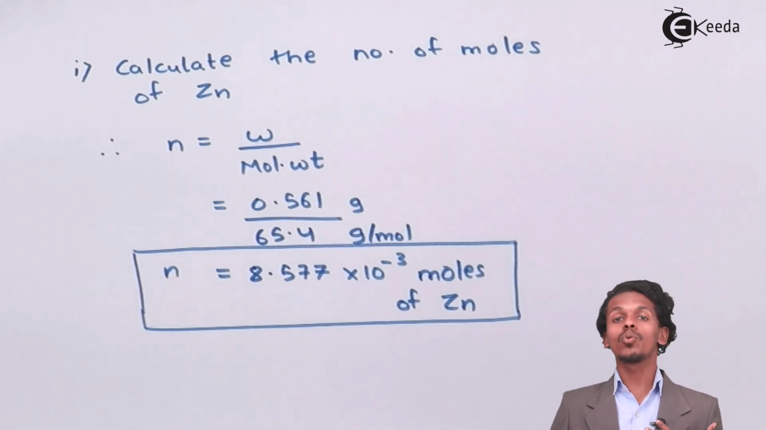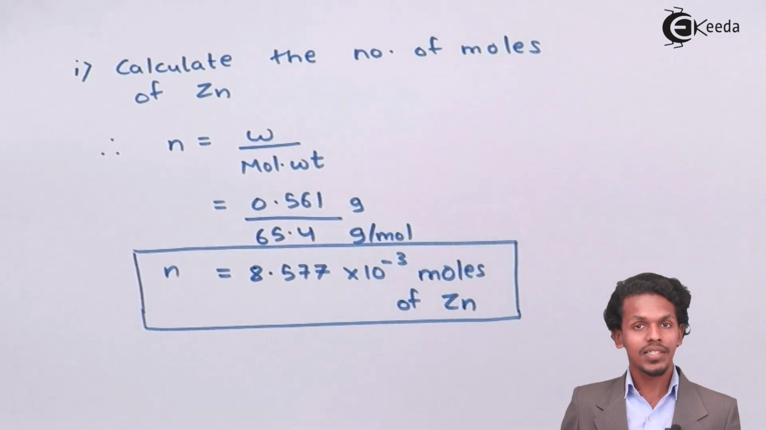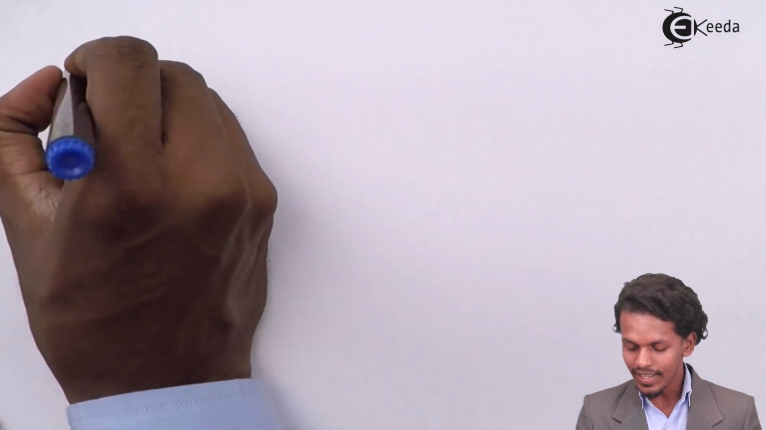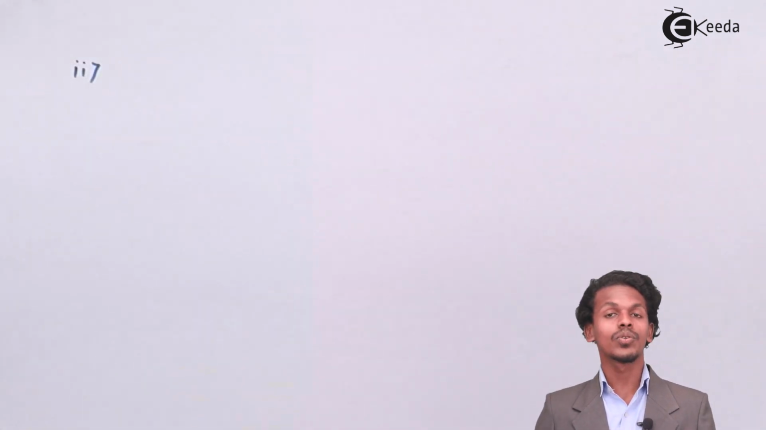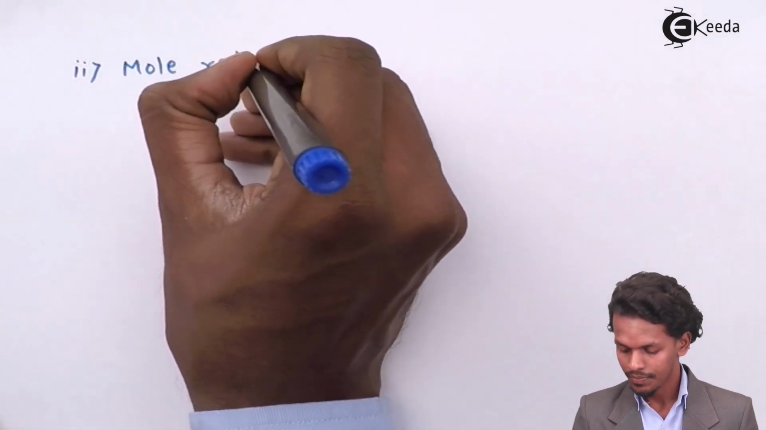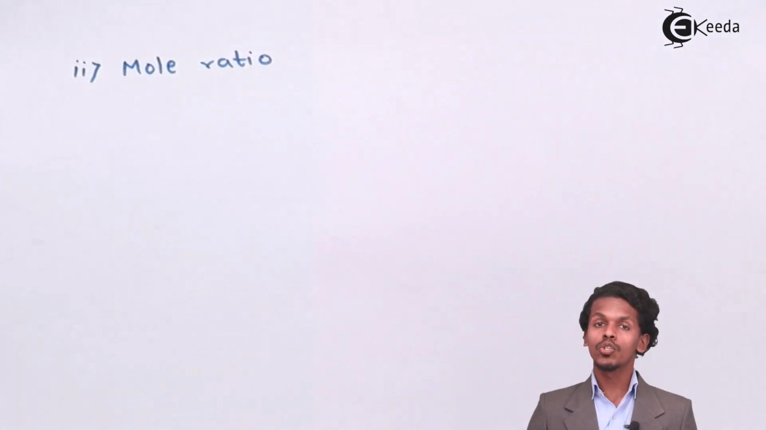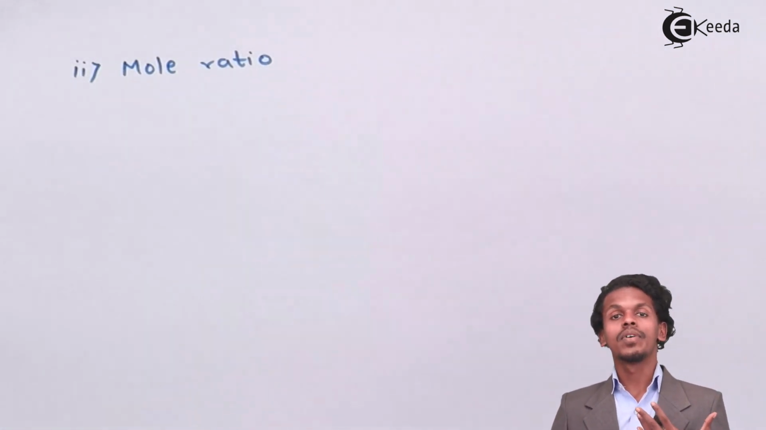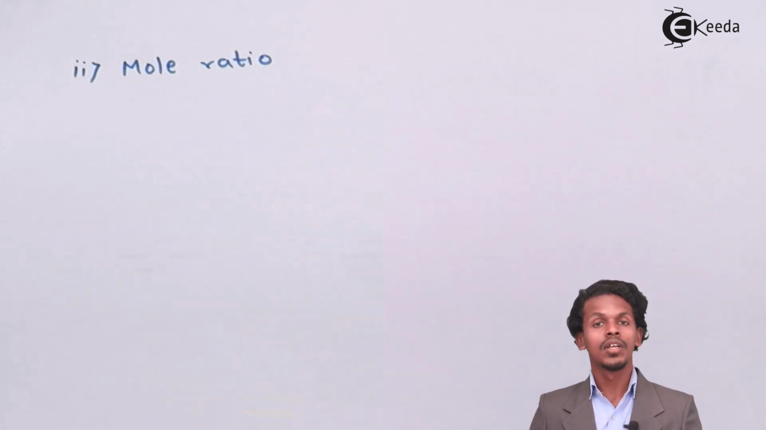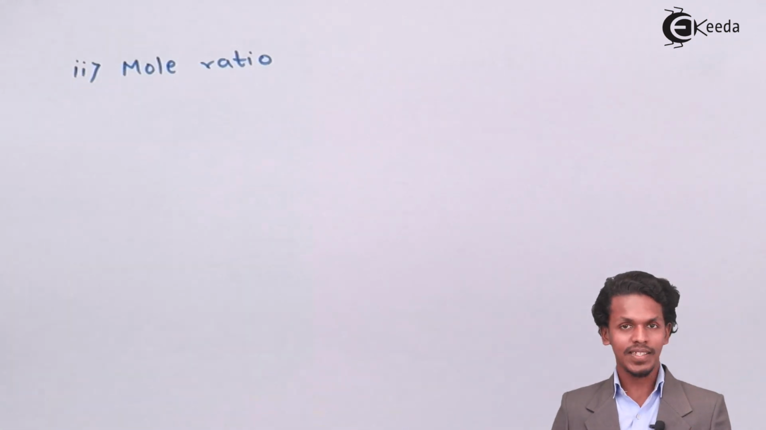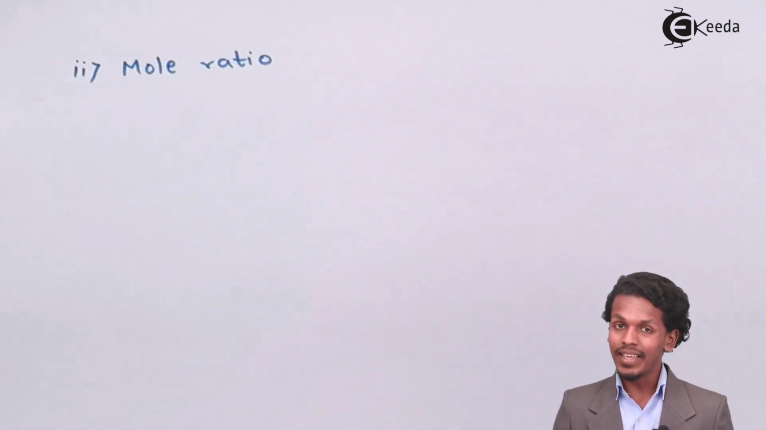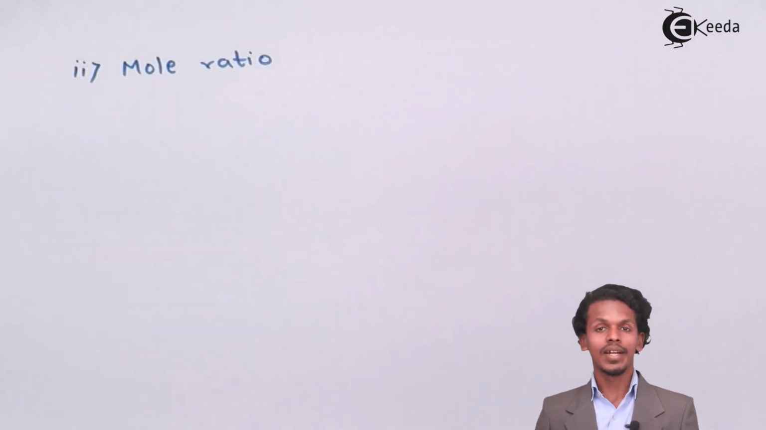How? For that we have to calculate the mole ratio. And what is the mole ratio? Let me tell you. The second thing that we have to do in this process is to calculate the mole ratio. Mole ratio is nothing but the number of moles of the substance that is deposited divided by the total number of moles of electrons involved in that half cell. So let me tell you with an example.